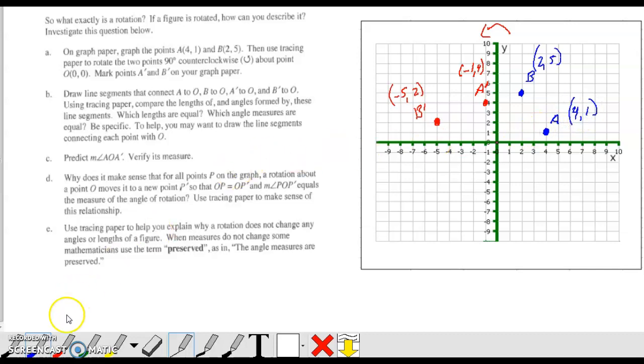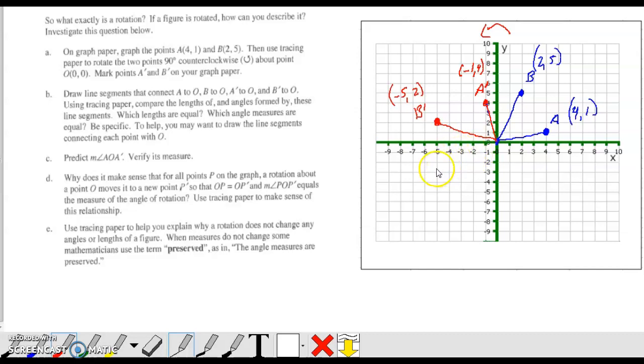Next, we want to draw line segments to O. O is the origin, so this is O right here. Let's go ahead and draw those now, to the best of my ability. Hopefully you used a straight edge. Here we go. So that is A to O, and then B to O. And then let's connect, let's do it in red, sorry, those together and those together right there.